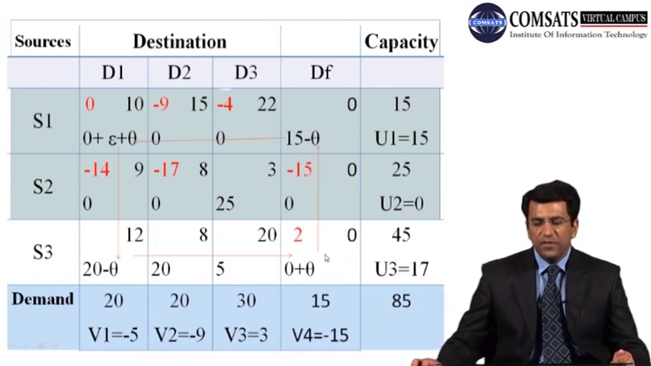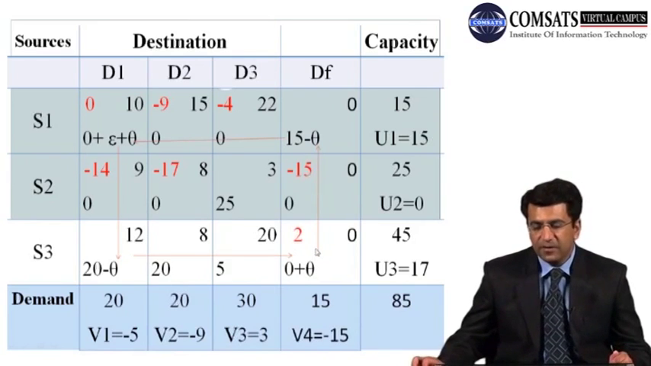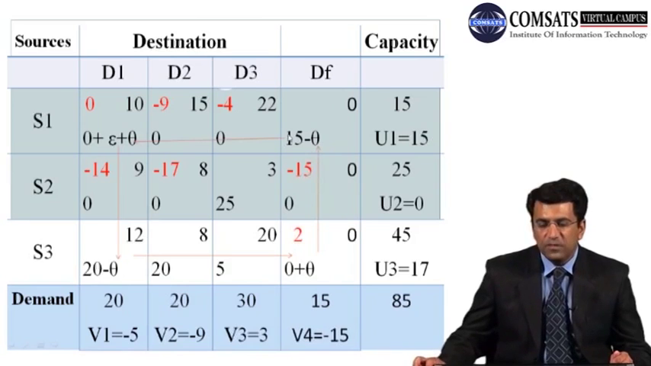Now suppose if we add any particular value theta in this particular cell, then we will have to subtract that value theta from this cell, that is S1DF. Now again class, why are we moving from this particular cell to this particular cell of S1DF? We are not moving to this cell because it is already an empty cell, and we cannot subtract anything from an already empty cell.